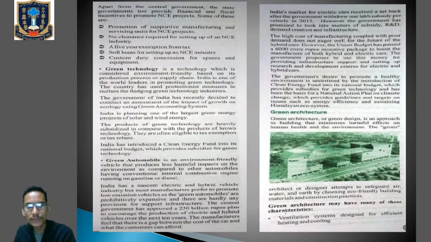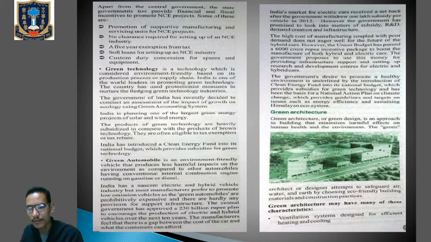Okay. So apart from the central government, our state governments are also giving certain subsidies and incentives to promote non-conventional energy projects. So what are the steps taken by the state government regarding the promotion or development of NCE? First one, promotion of supportive manufacturing and servicing units for NCE projects. These are mainly the steps taken by the state government.